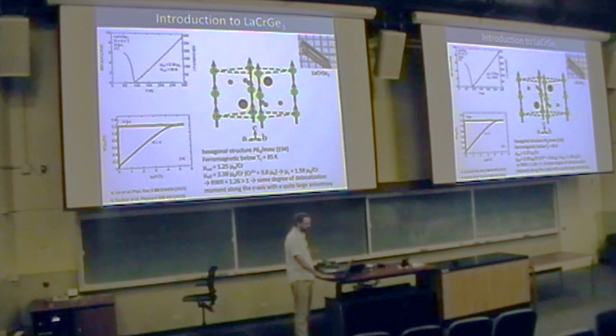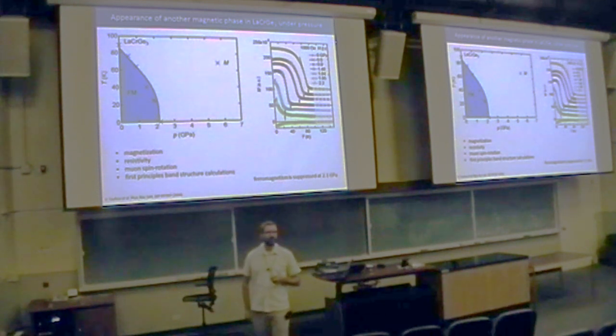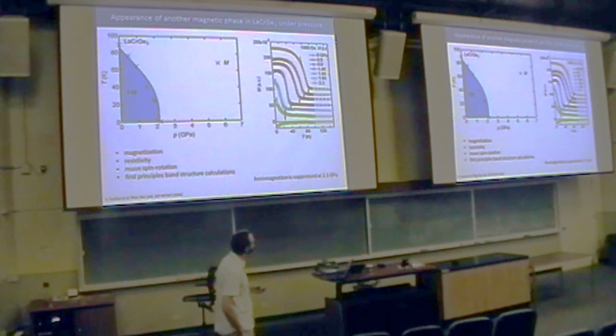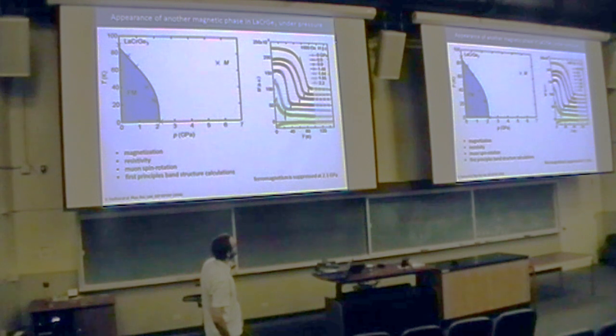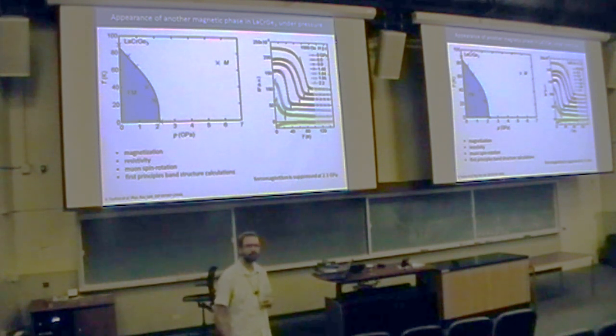Now, once you have this, you can apply pressure to this, and first we did magnetization measurements under pressure. And so you see when you measure magnetization under pressure, you can track the ferromagnetic transition, and it is suppressed at a pressure of about 2.1 gigapascal.